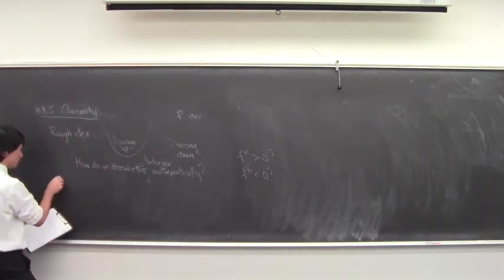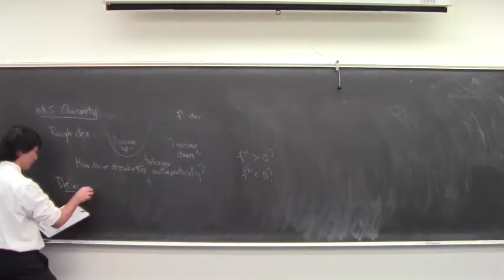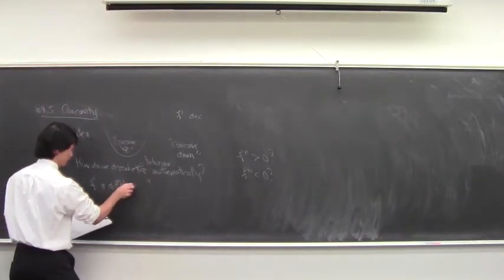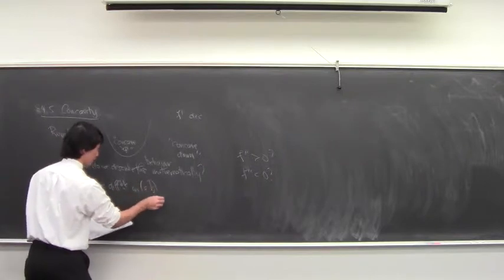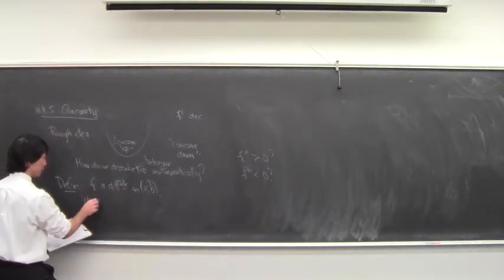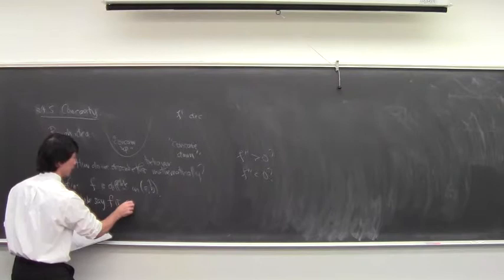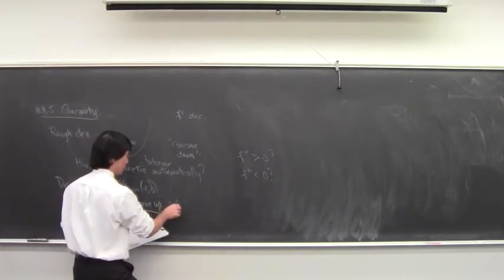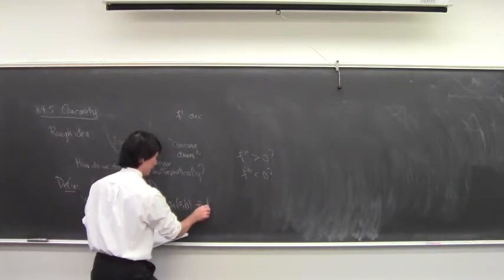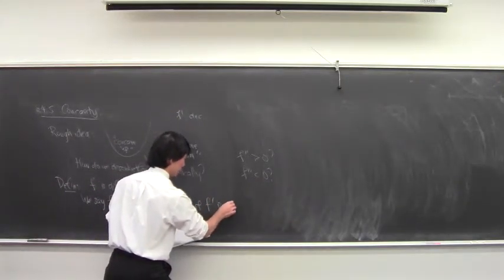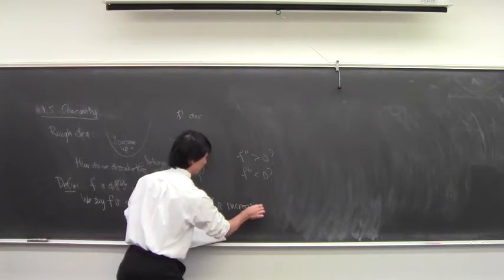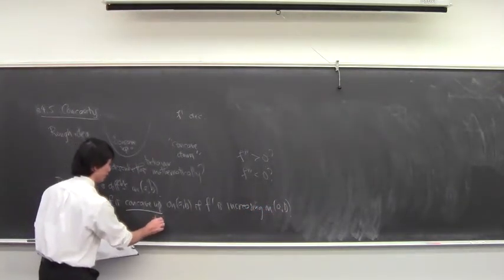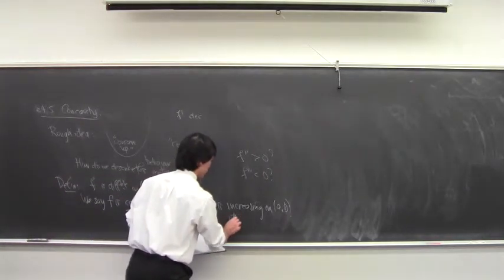Here's the definition that we're going to use. If f is differentiable on (a,b), then we say f is concave up on (a,b) if f prime is increasing on (a,b). And we say it's concave down if f prime is decreasing.